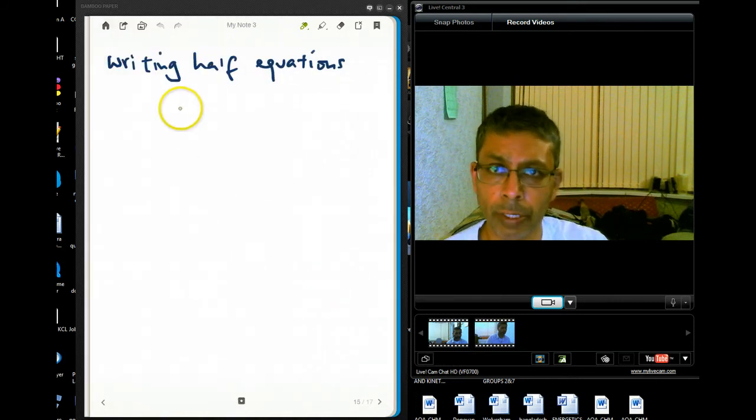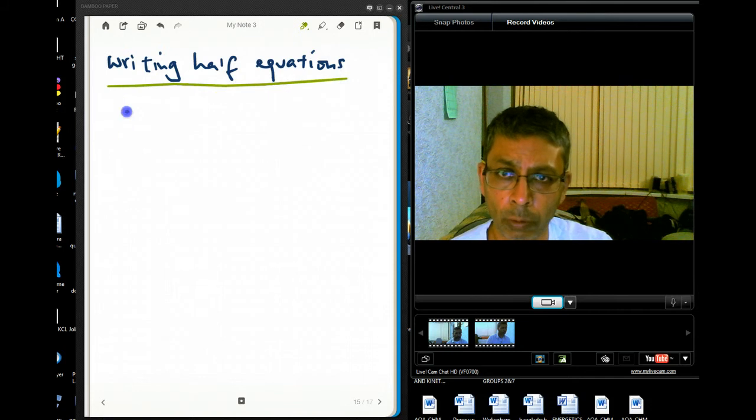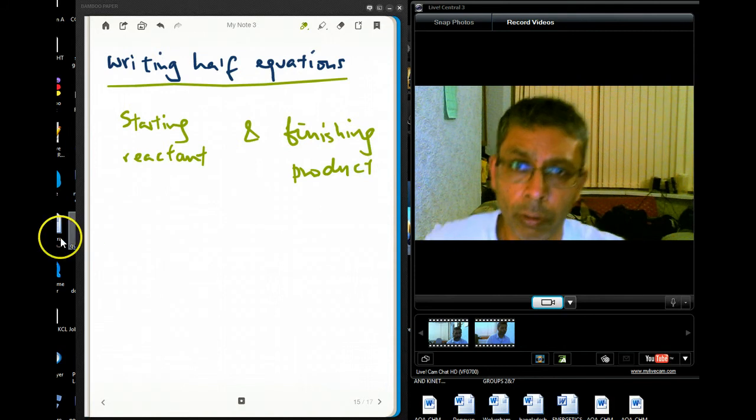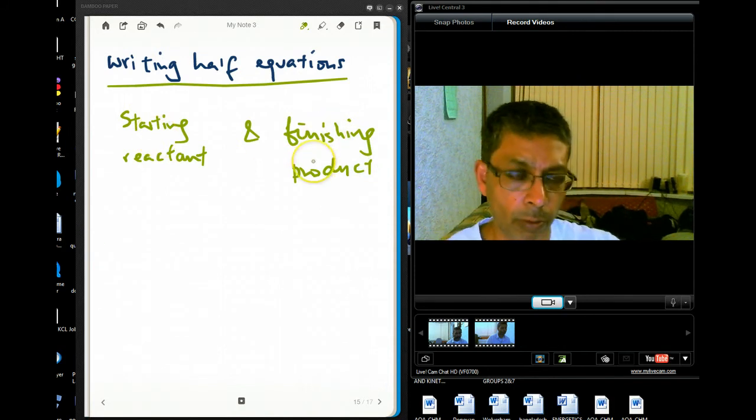Right, now writing half equations. Okay, now when you're asked to write half equations, they will always give you the starting reactant and the finishing product. Okay, so they'll always give you the starting material and the final material. From that, you can write the half equation.